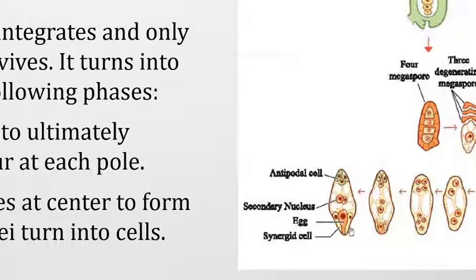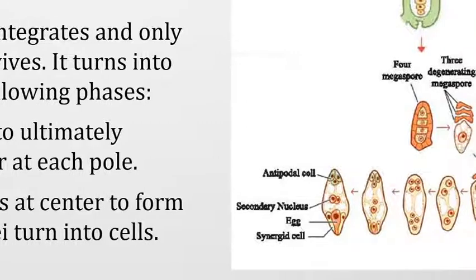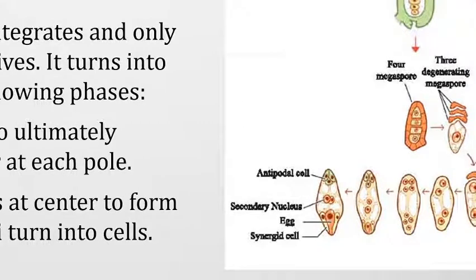And at the opposite pole there are 3 cells present. These 3 cells are called antipodal cells. So what we see now, inside the embryo sac there are 3 antipodal cells, and at the center there is a secondary nucleus, and near the micropyle the cell at the middle is called the egg or ovum, and it is assisted by 2 synergid cells.